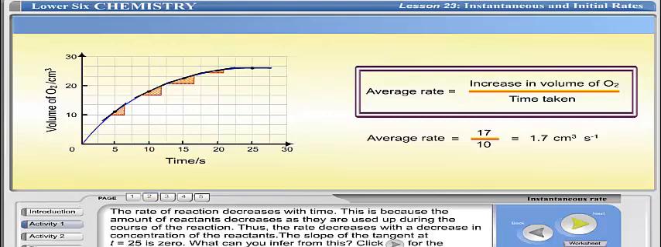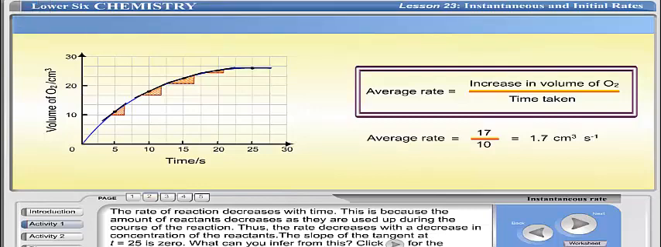The rate of reaction decreases with time. This is because the amount of reactants decreases as they are used up during the course of the reaction. Thus, the rate decreases with a decrease in concentration of the reactants.